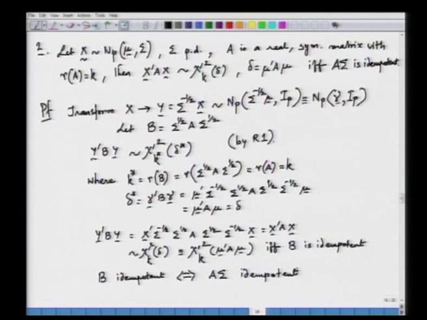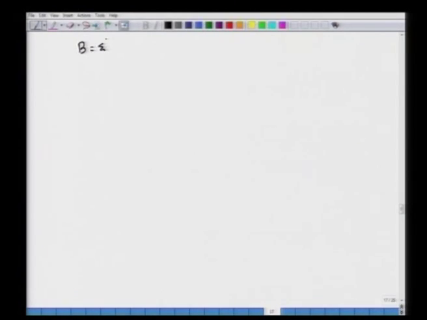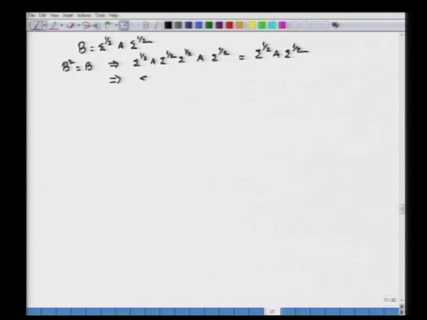It is going to be very simple. So, we have B is idempotent, and what is B? That is all we have to check. It is sigma half A sigma half. So, B square equal to B implies that we have sigma half A sigma half, again B which is sigma half A sigma half, equal to the B matrix, which is sigma half A sigma half.